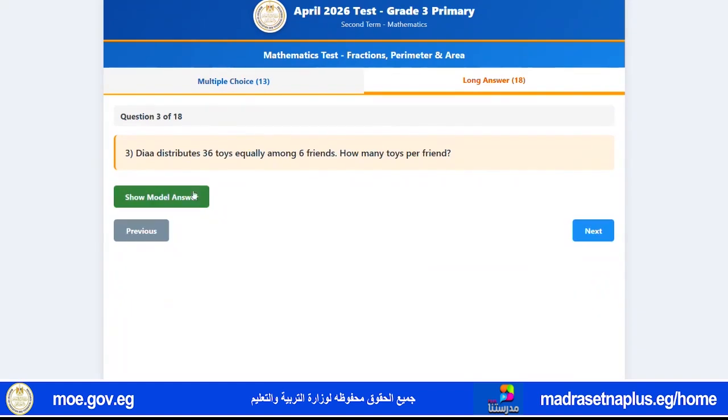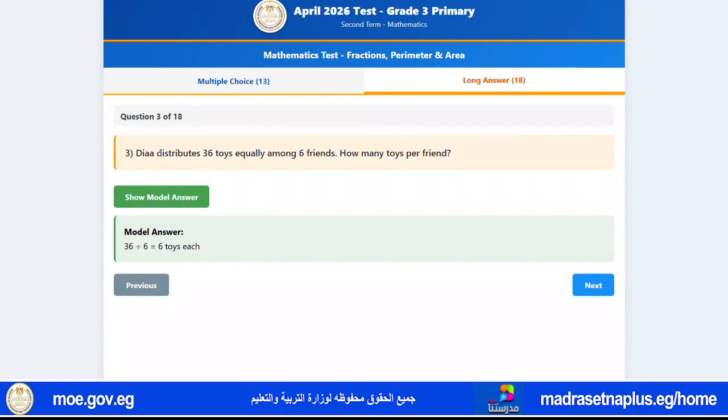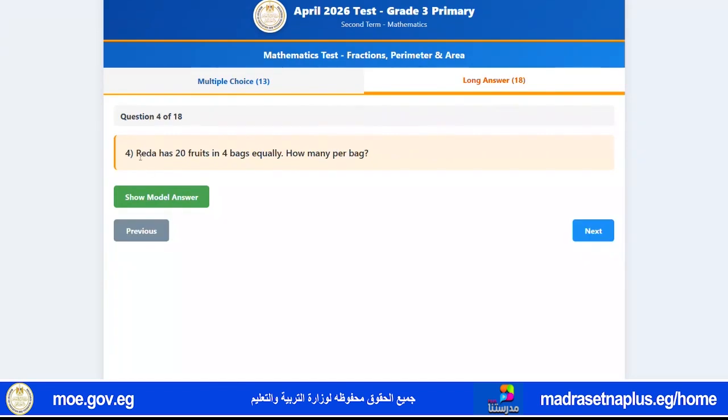Next one, yes, we have another meaning of division. It is distribute. So what do they distribute? 36 toys equally among 6 friends. It's easy for you. 36 divided by 6 equals 6. Distribute, divide, share.